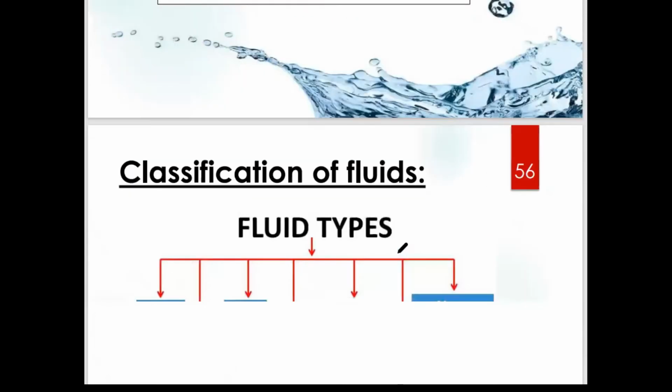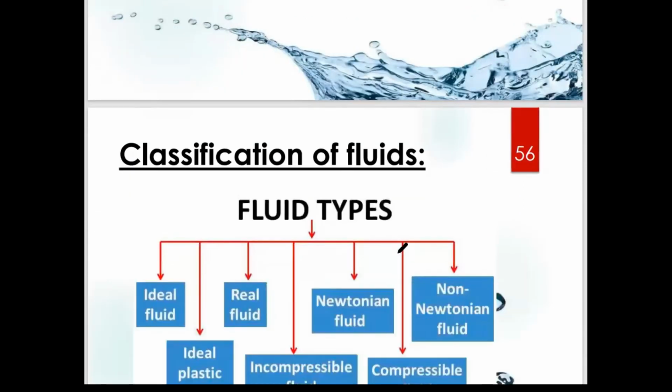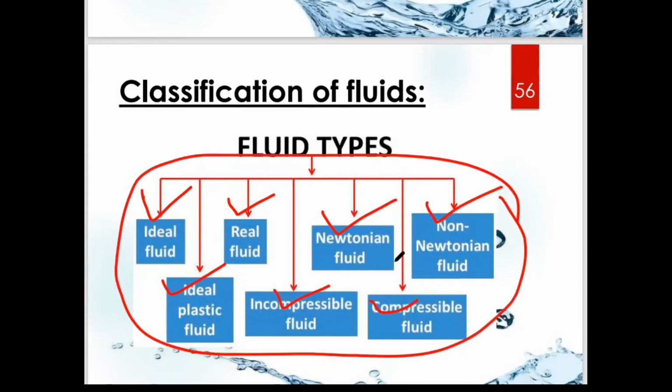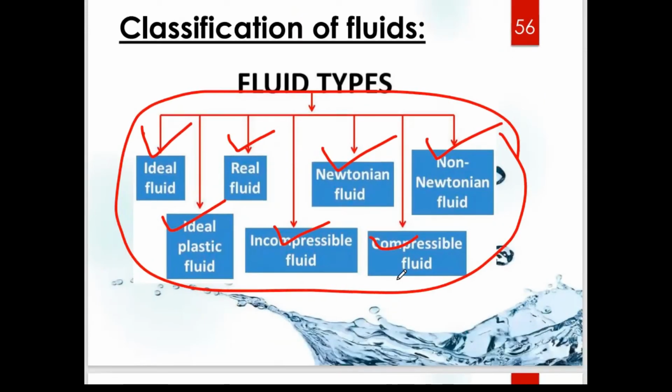So next, we have the classification of fluids. We have different types of fluids, as you see in the flow chart. We have classified the fluids into different classifications: ideal fluid, real fluid, ideal plastic, compressible and incompressible, Newtonian and non-Newtonian. These are the different types of fluids. We'll see one by one what ideal and real fluids are.